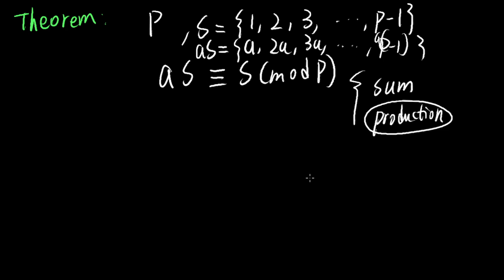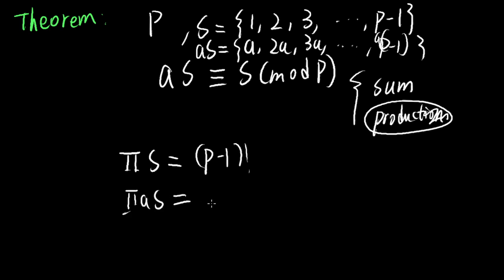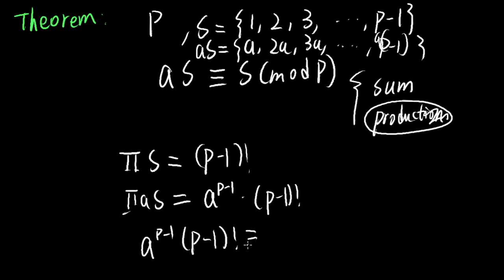But if we check the product, we know the product of S is equal to p minus 1 factorial, right? And the product of aS is equal to a times a to the power of p minus 1 times p minus 1 factorial. And this should be congruent to each other mod p, right?